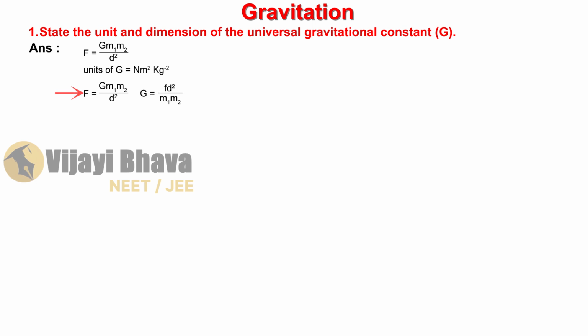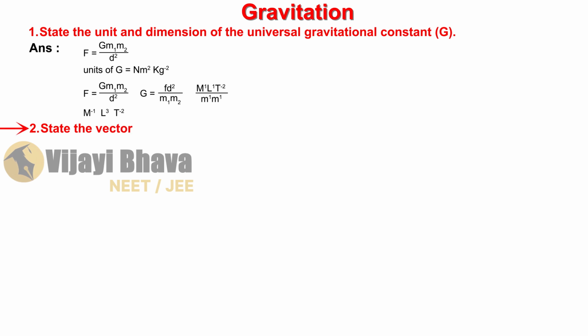Here F refers to force, which has a dimensional formula M1 L1 T minus 2. m1 and m2 are the masses, whose dimensional formula will be M1 and M1. d square represents the distance, given by L2. Simplifying these, we get M minus 1 L3 T minus 2. Now let us move on to the next question.